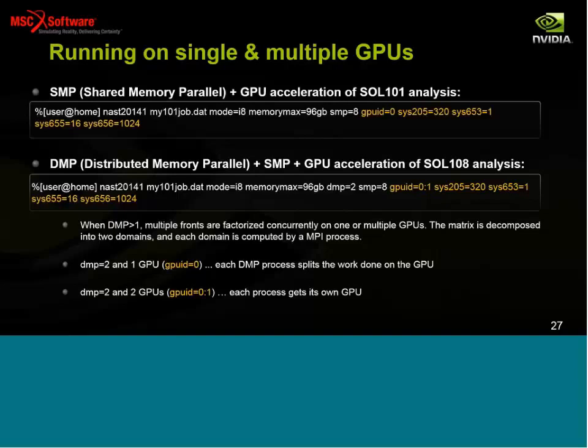When you say GPU ID equals 0, that's specifying that one GPU will be used. With DMP equals 2, there are two processes, and if you actually did top in Linux, you would see two analyses being performed, and each of these processes would be using the GPU. If you have GPU ID equals 0:1, that says that one process will be using the first GPU and the other process will be using the second GPU. And it's your choice. If you only have a single GPU, you can still run with DMP equals 2, have both processes using the same GPU.